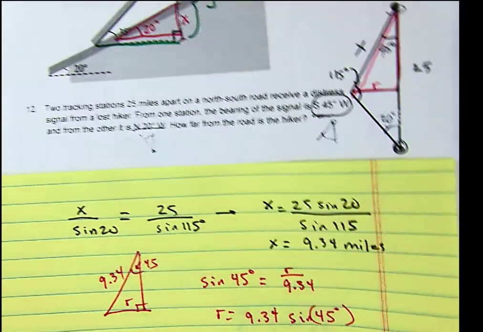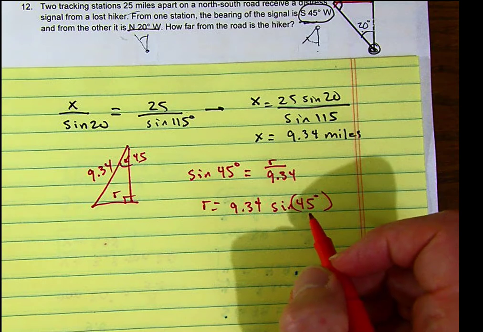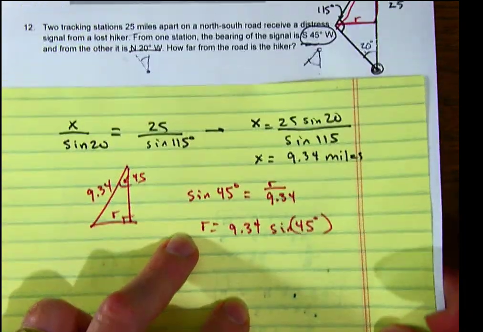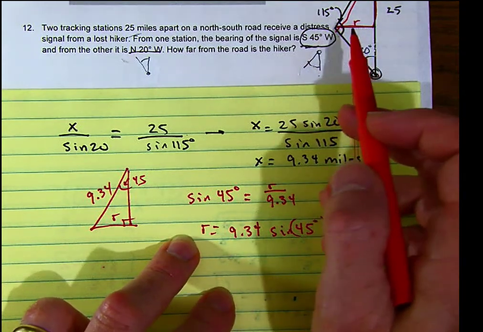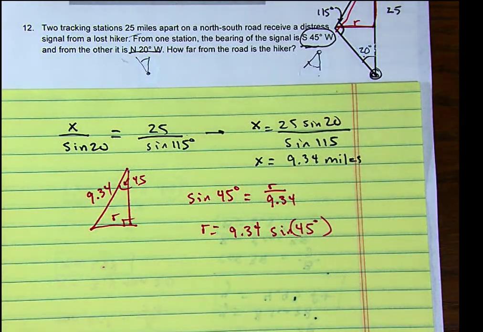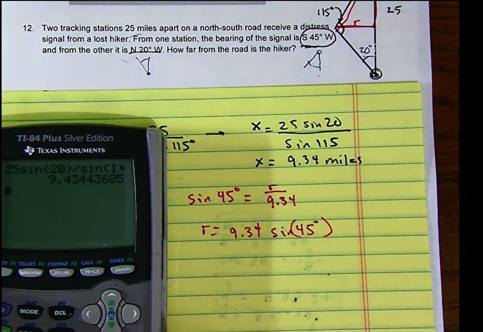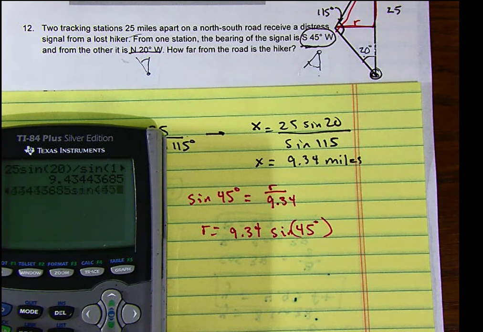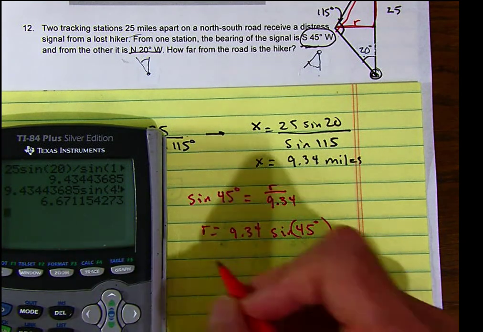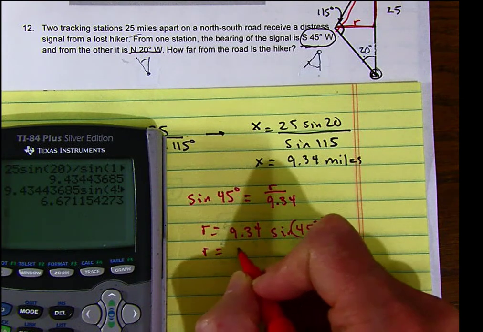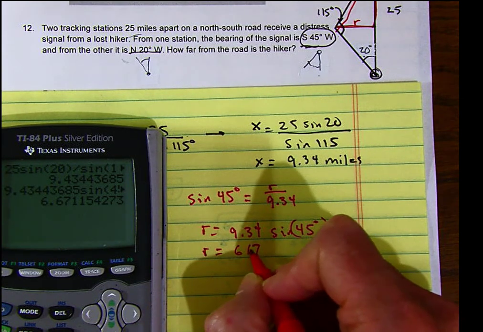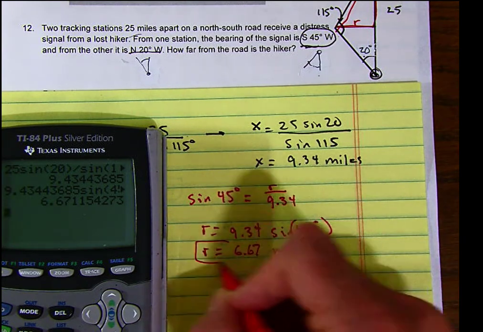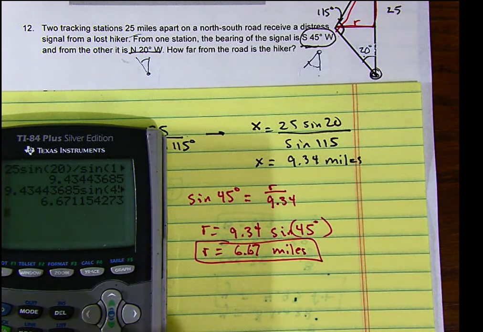Now, if we wanted, we could get the exact answer here. Well, we could get the exact answer for sine of 45, which is 1 over square root of 2. But that's not going to help the hiker too much. The hiker needs to know decimal for miles. So we can just rely on the calculator here. I'm going to take the 9.43 miles, times it by the sine of 45, and we get about 6.67 miles. So this hiker has about 6.67 miles to go to get to the main road.